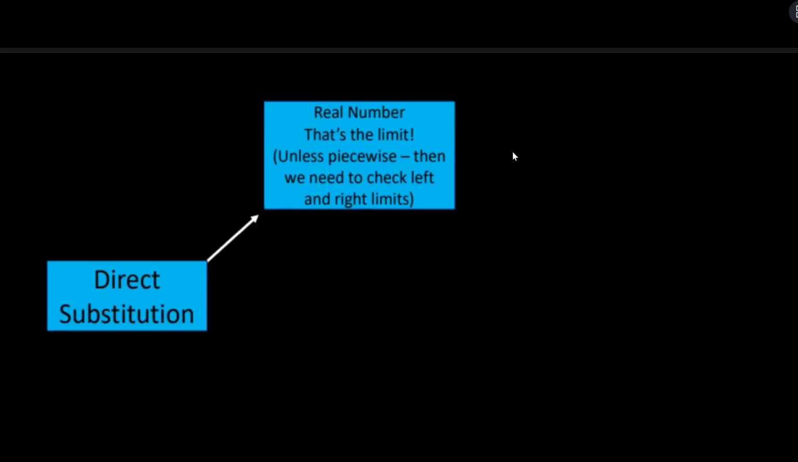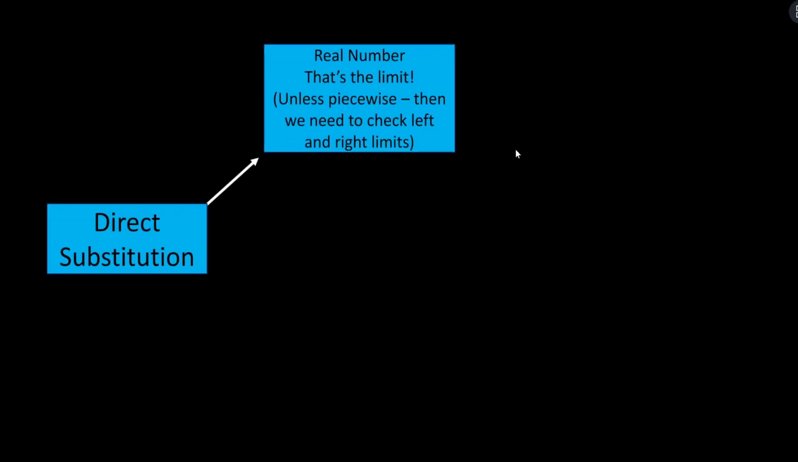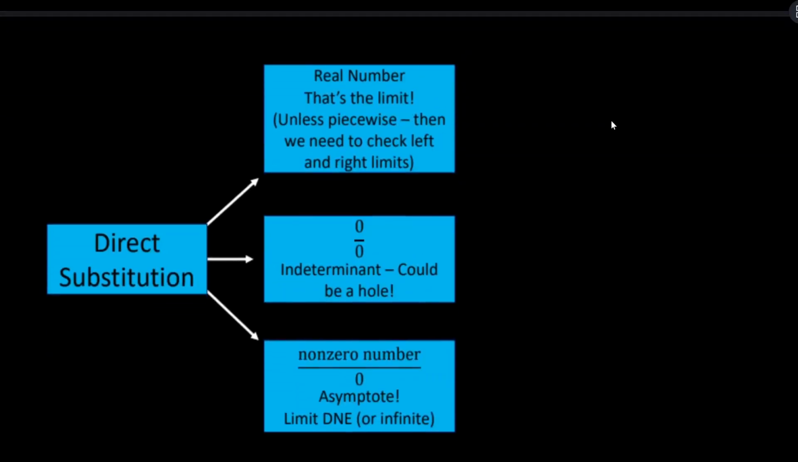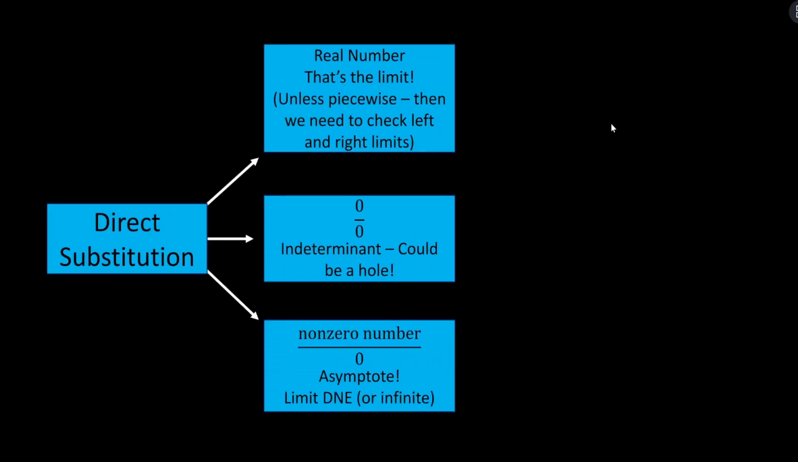All right, let's summarize what we learned. Direct substitution, we always start with this. This gives us information. Sometimes it literally gives us the limit, right? Because if we plug in the number and get a real number, that's the limit, unless it's a piecewise function. Those are the weird ones that can have jumps where we need to check left and right limits. In other cases, it tells us 0 over 0, indeterminate, could be a hole. We have to continue with other methods to for sure figure out whether it's a hole and what the limit is.